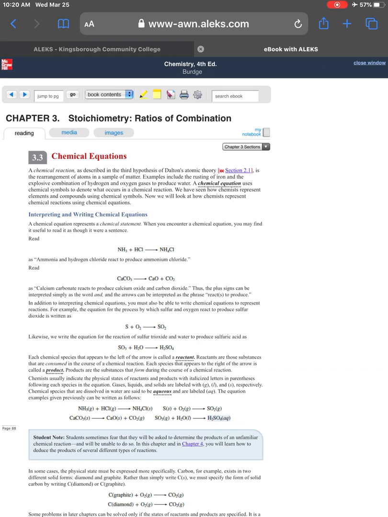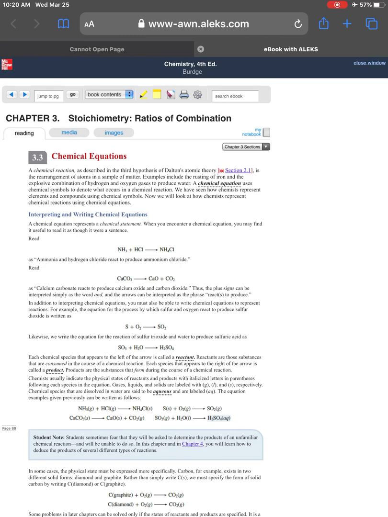Section 3.3, Chemical Equations. A chemical reaction is described in the third hypothesis of Dalton's atomic theory, which is back in section 2.1, as the rearrangement of atoms in a sample of matter. Examples include the rusting of iron and the explosive combination of hydrogen and oxygen gases to produce water. A chemical equation uses chemical symbols to denote what occurs in a chemical reaction.